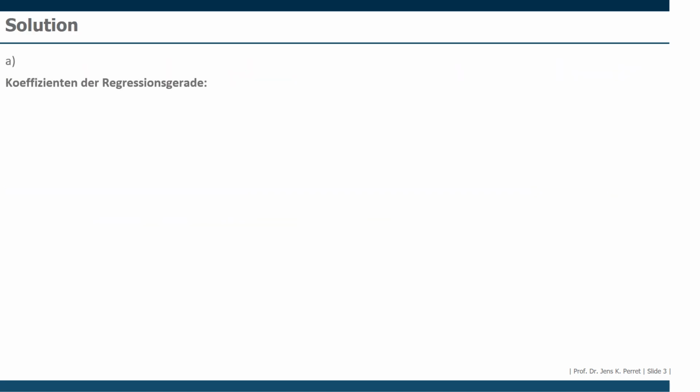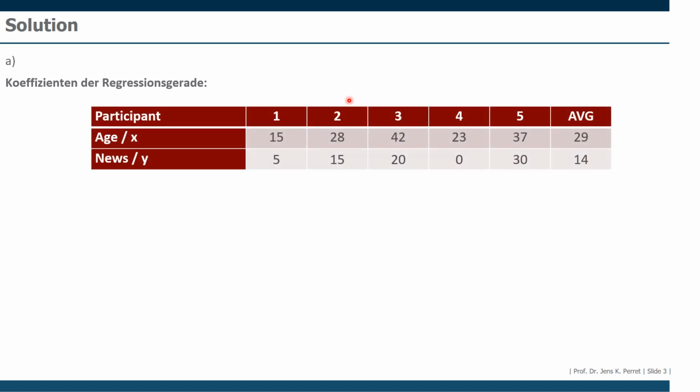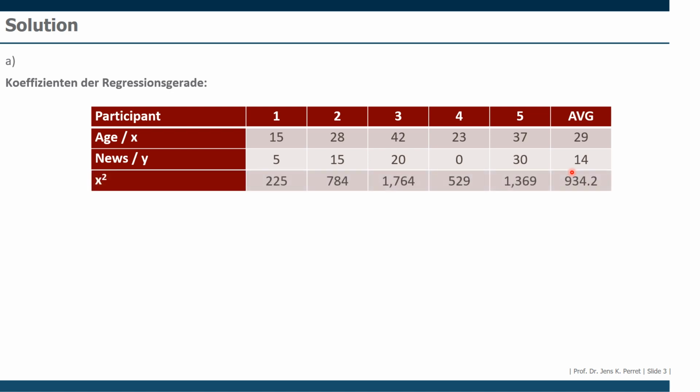Here in part A, we're going to copy the table we had with age being X, the independent variable, news consumption being Y, the dependent variable, and we're going to add one additional column for the averages of what we're going to calculate here. That's the first part, adding this new column, and then we're going to add 2 additional rows. In the first row, we're noting all the X values squared, so all of this to the power of 2, giving us these values, and thereof we're also taking the average.